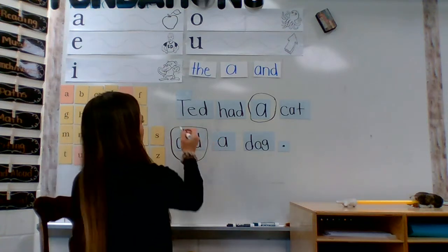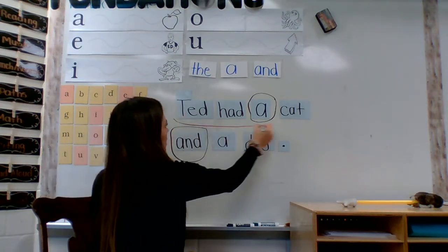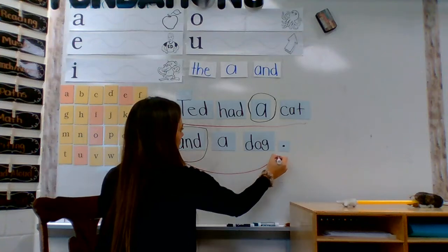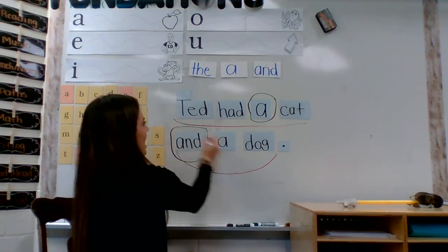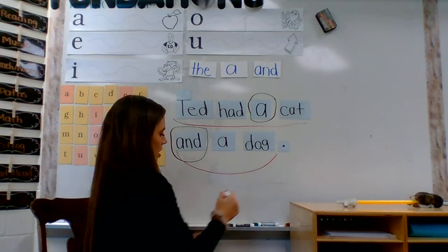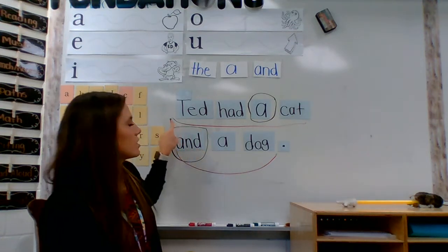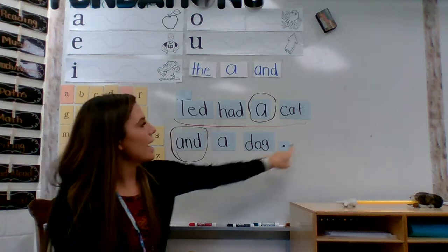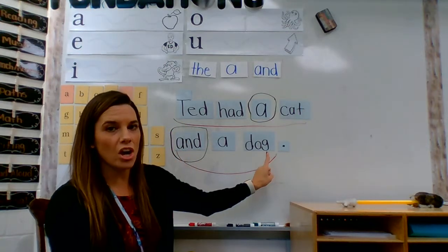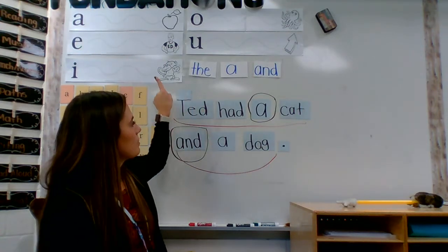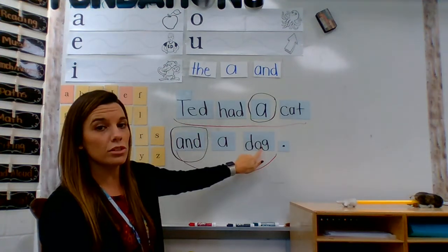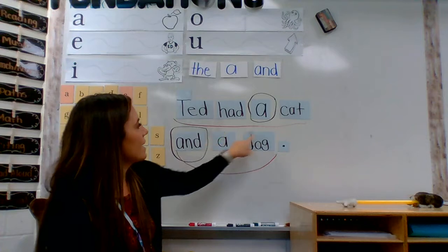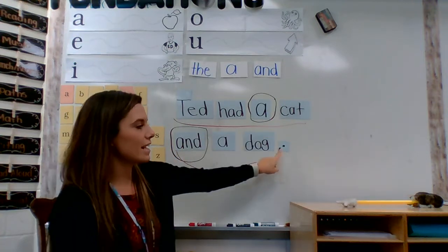Okay, alrighty, so remember, in order to not read like a robot, this is how we're going to make our fluency lines here. Ted had a cat and a dog. Okay? Ted had a cat and a dog. Let me read it to you one more time. Ready? Ted had a cat and a dog. Notice how after I get done here, I have to come down and all the way here. I have to return, sweep. Ted had a cat and a dog.